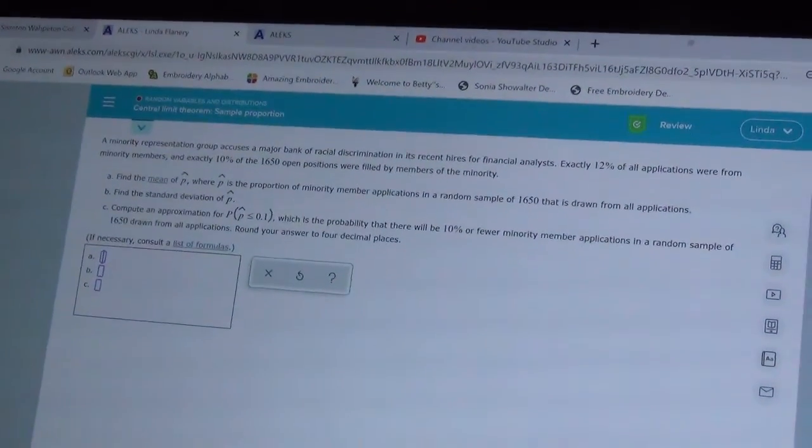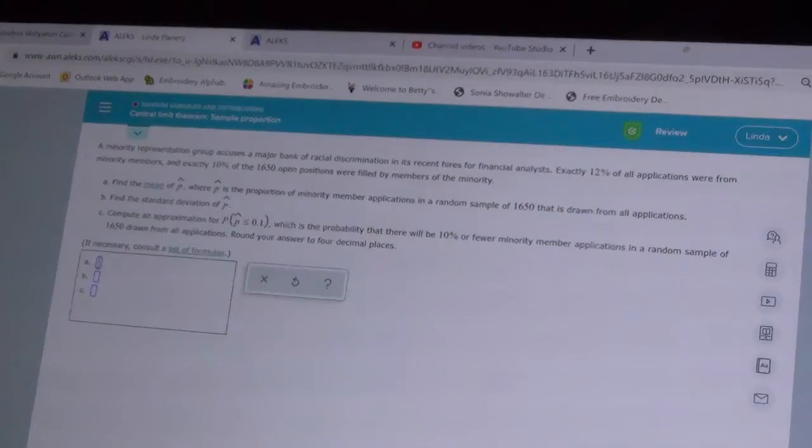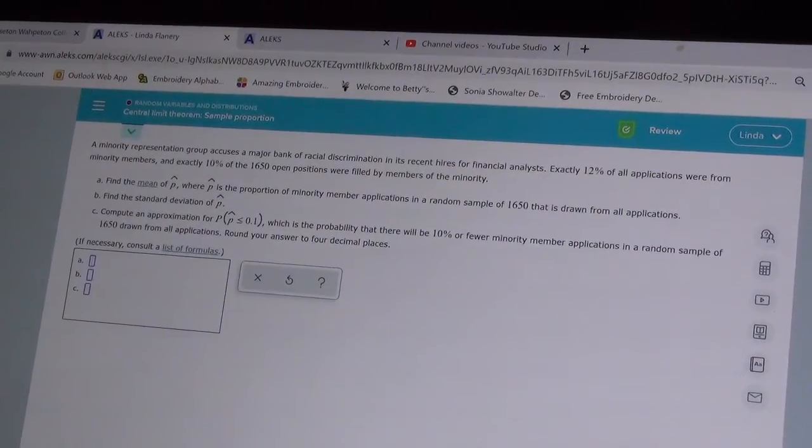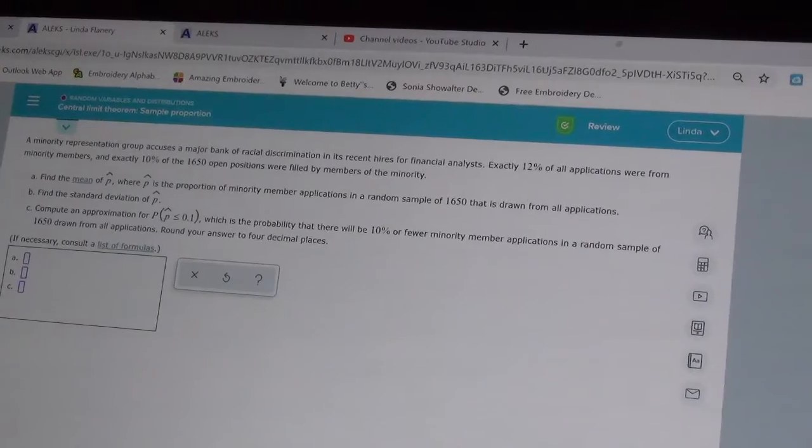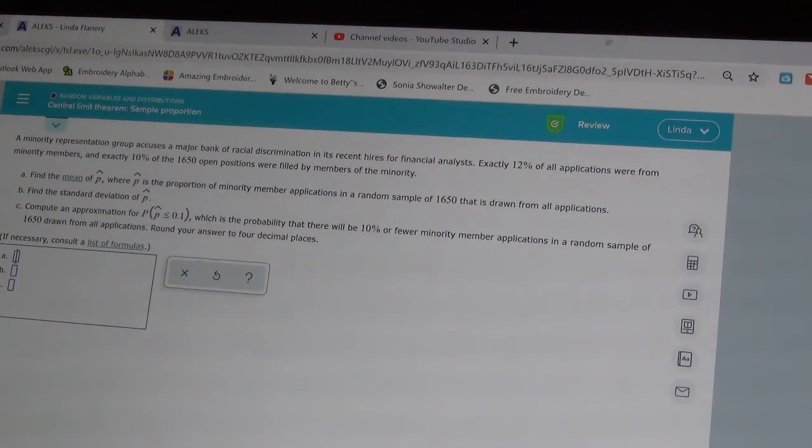So, I'm going to put this over here so you can see the question, and then I'll move it back to the paper. But it says here, a minority representation group accuses a major bank of racial discrimination in its recent hires for the financial analyst. Exactly 12% of all applications were from minority members, and exactly 10% of the 1,650 open positions were filled by members of the minority. Find the mean of p hat, where p hat is the proportion of the minority member applications in the random sample of 1,650 that is drawn from all applicants.